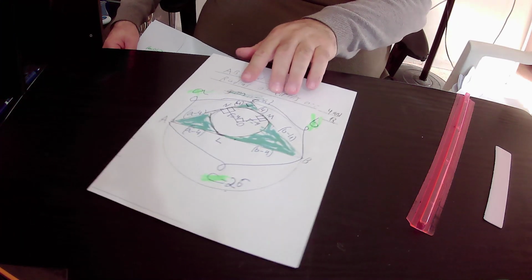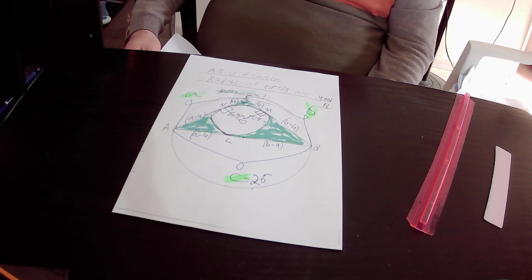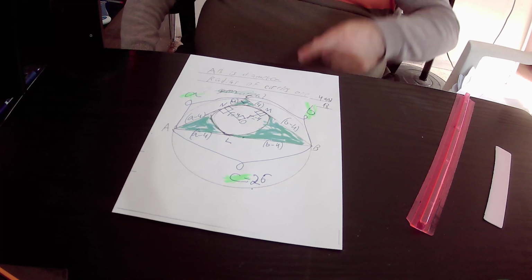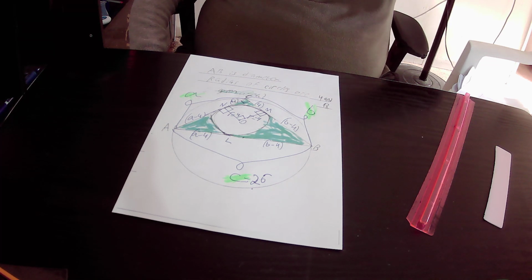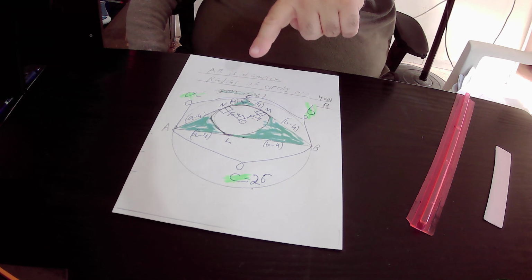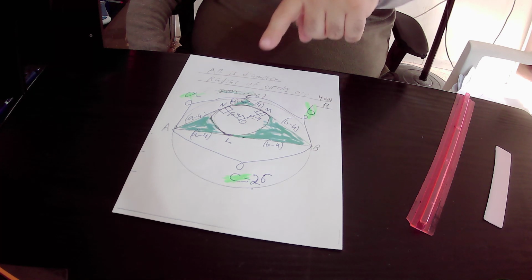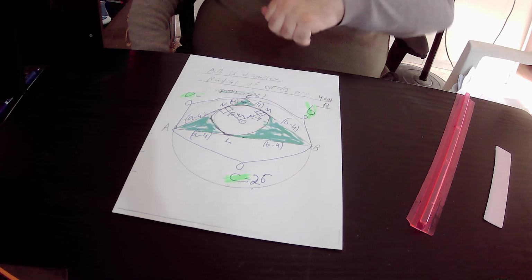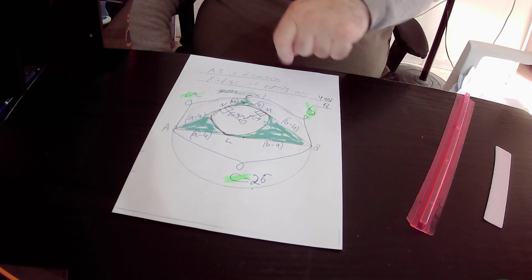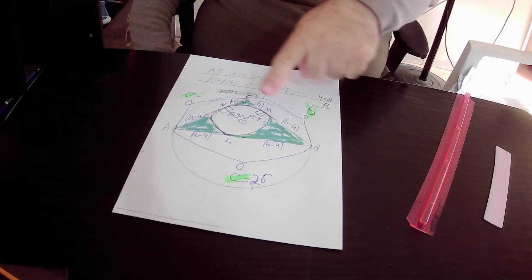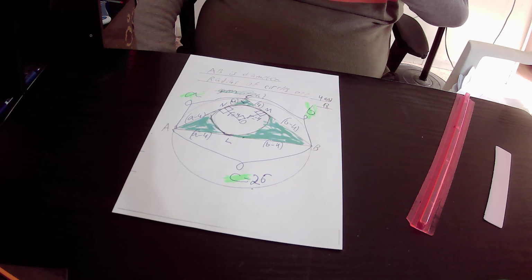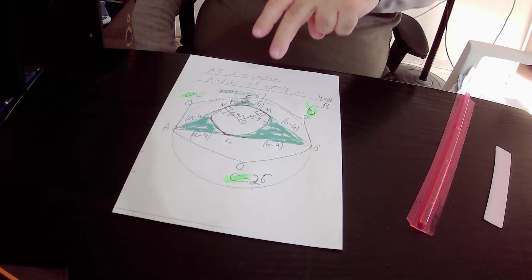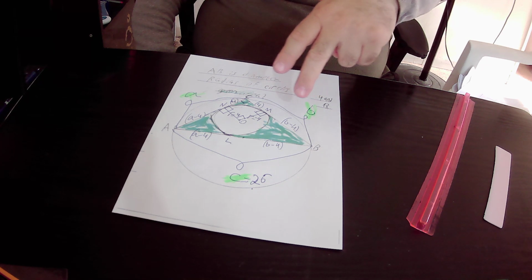So here we have the big circle that blocks triangle ABC. Triangle ABC is inscribed by the big circle, and triangle ABC blocks the small circle. The small circle is inscribed by triangle ABC. The radius of the big circle equals 13 units. The radius of the small circle equals 4 units. Side AB is the diameter of the big circle, and we want to find out the shape and the area of the blue shape.